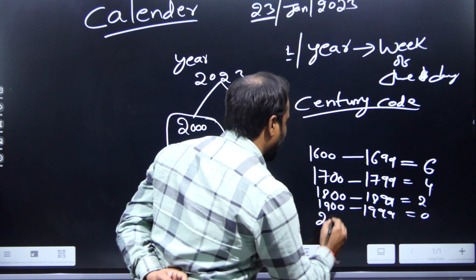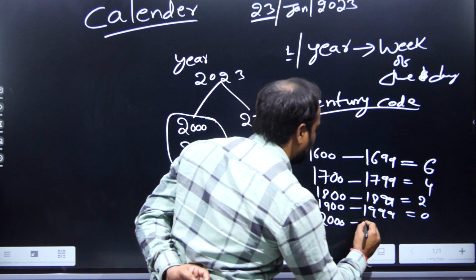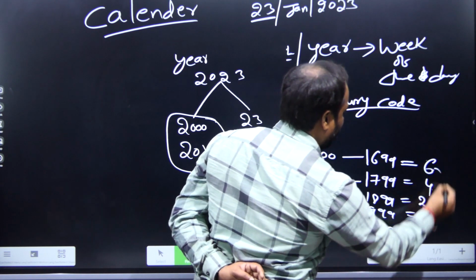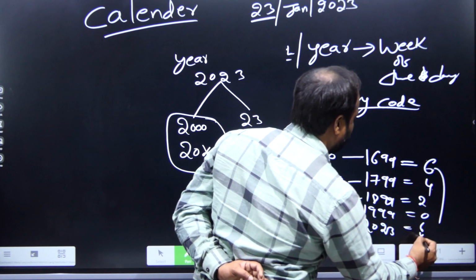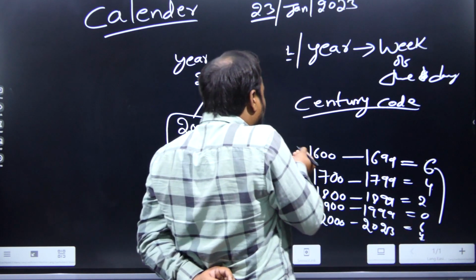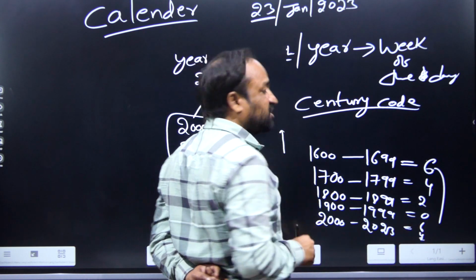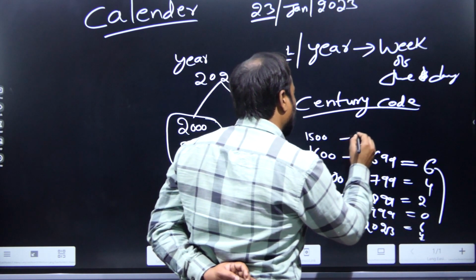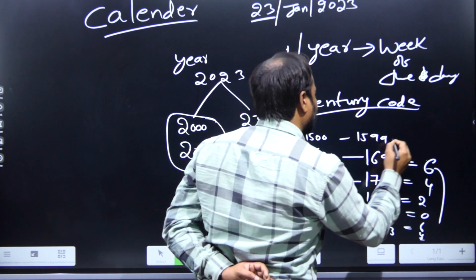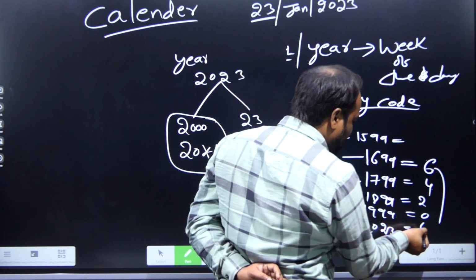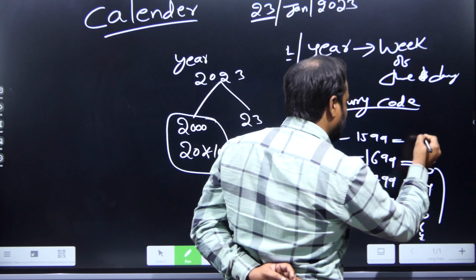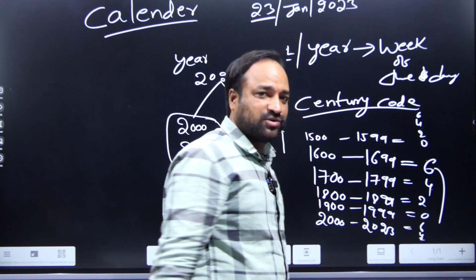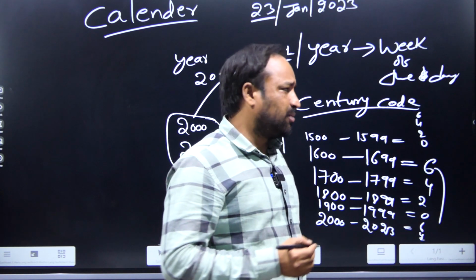Now I am starting 2000 to 2023. That is, I am repeating again 6, next 4, next 2, like that. When we are moving back, that is past years, that is 1500 to 1599, it is above the value of 6, it is 0. Next 2, next 4, next 6, like that. It is a cyclic process. It is completely a cyclic process.